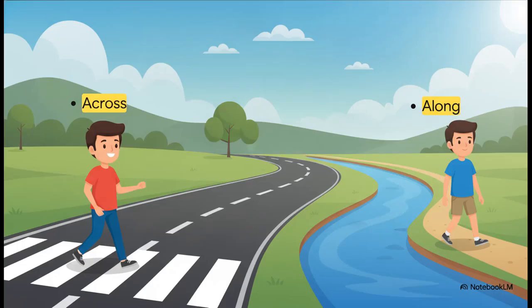When you're tracking paths, think of across as actively cutting straight over an obstacle from one side to the other, like literally walking across a busy street. But along is much more relaxed. It's just cruising parallel right beside something, like taking a night stroll along the length of a river.